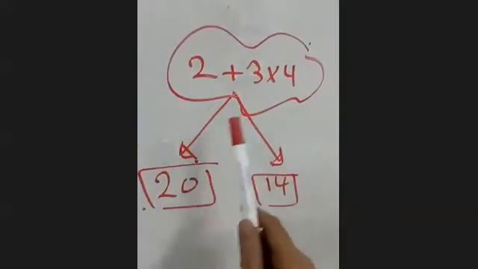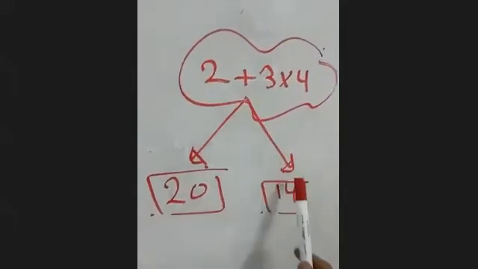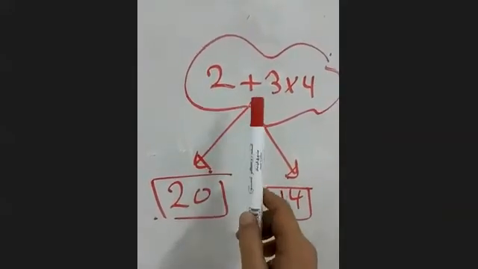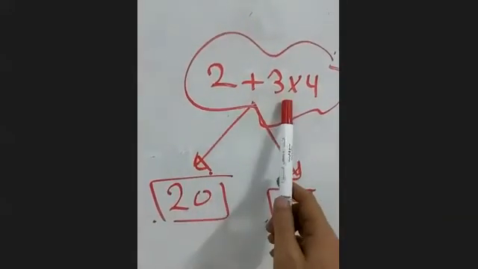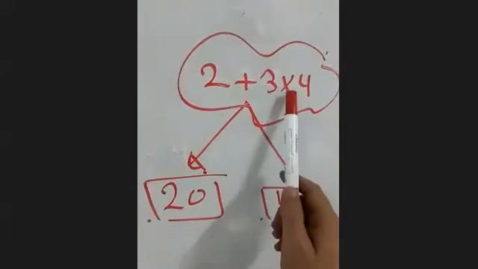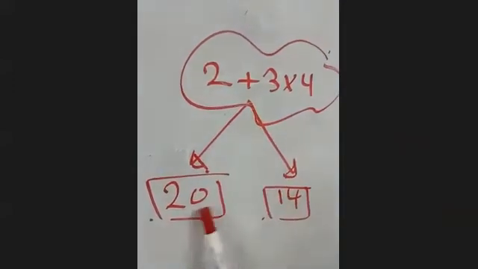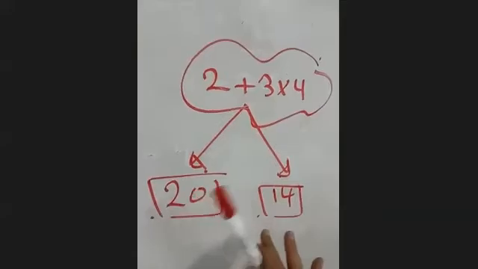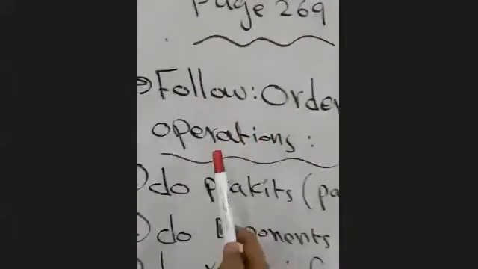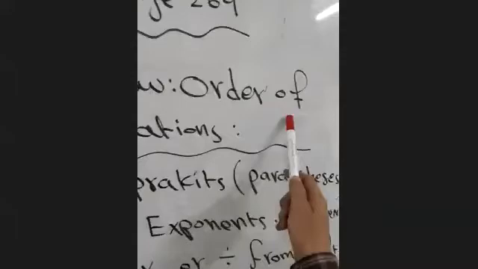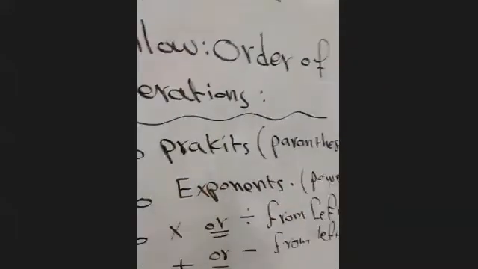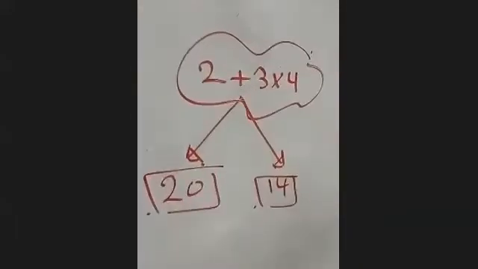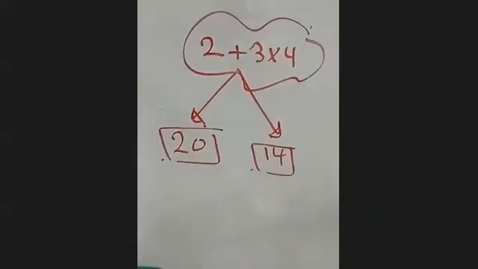Now, to know which one is correct, again, here I add, then multiply, and here I multiply, then add. So I have two different answers. To know which answer is correct, we need order of operations. Order of operations means if we have different operations, we need to know which one we can start with.